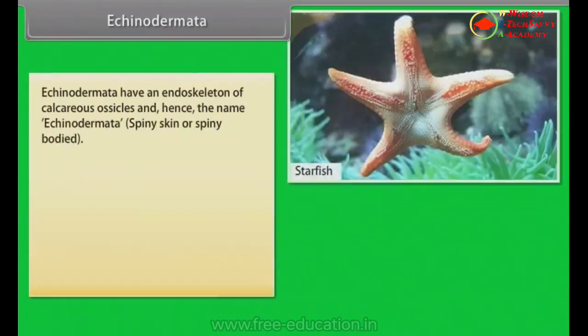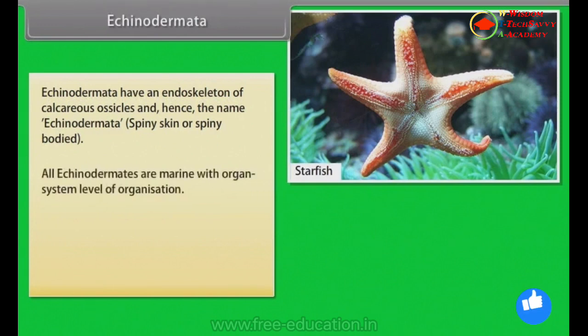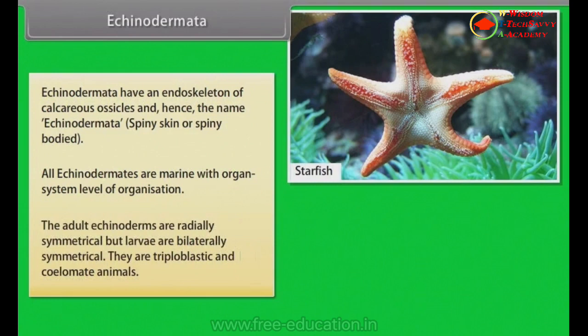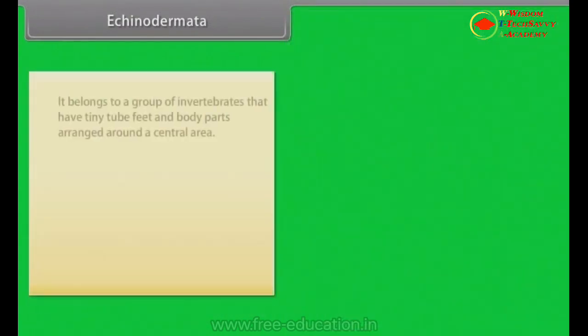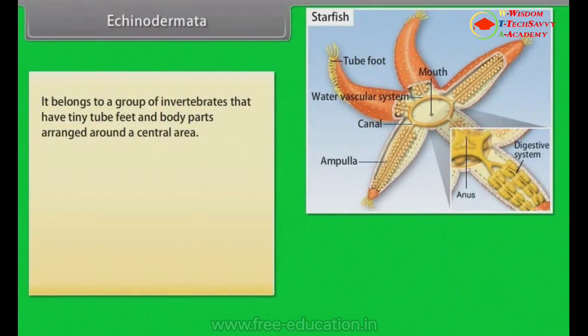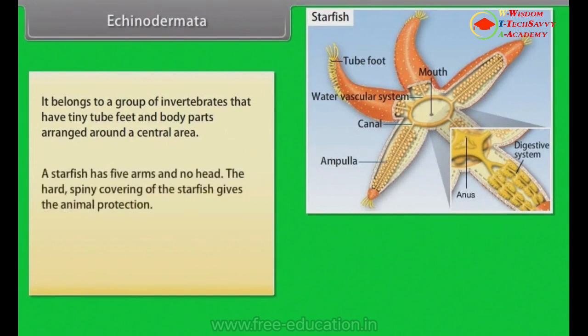Echinodermata. Echinodermata have an endoskeleton of calcareous ossicles and hence the name echinodermata, which means spiny skin or spiny bodied. All echinoderms are marine with organ system level of organization. The adult echinoderms are radially symmetrical, but larvae are bilaterally symmetrical. They are triploblastic and coelomate animals. They belong to a group of invertebrates that have tiny tube feet and body parts arranged around a central area. A starfish has 5 arms and no head. The hard spiny covering of the starfish gives the animal protection.